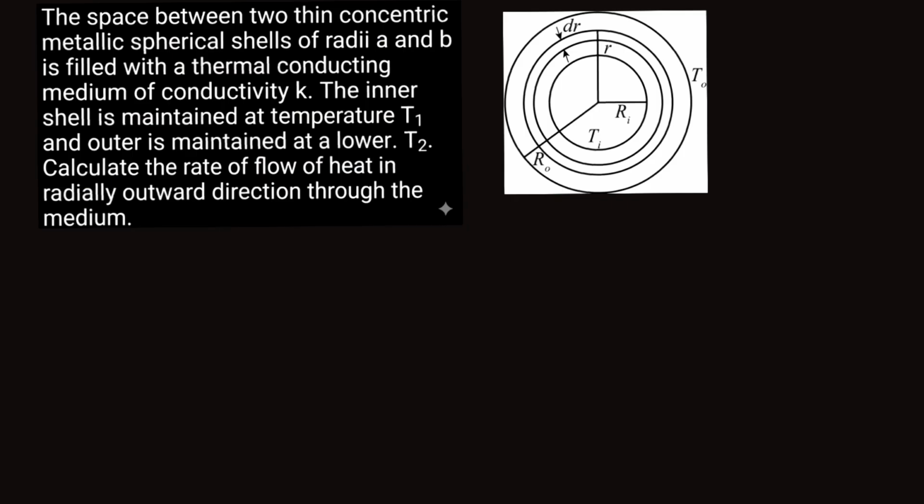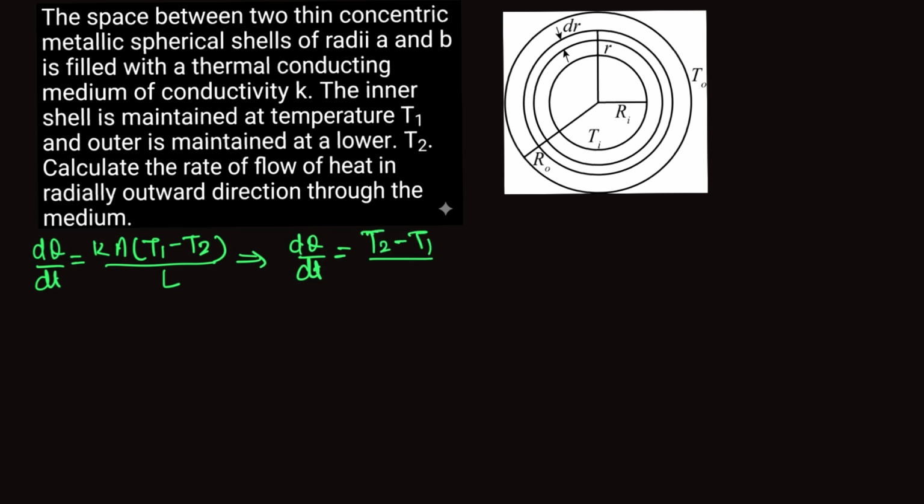Now this formula we are applying where area is constant, and if area is not constant, in that case this formula is not applicable. Which formula am I talking about? dQ/dt is equal to K times A times (T1 minus T2) divided by L. This formula we can simplify. dQ/dt we can write as T2 minus T1, or T1 minus T2, same thing; we keep higher temperature minus lower temperature. So here we can write this formula.